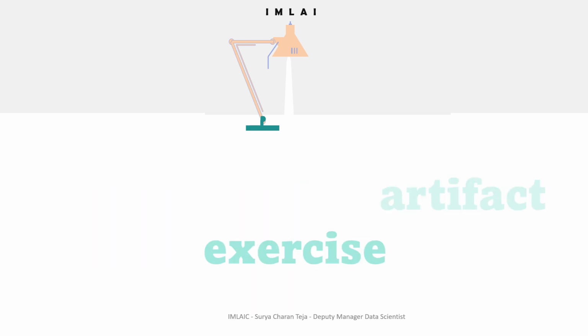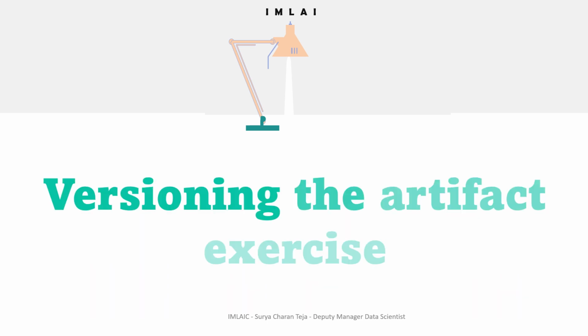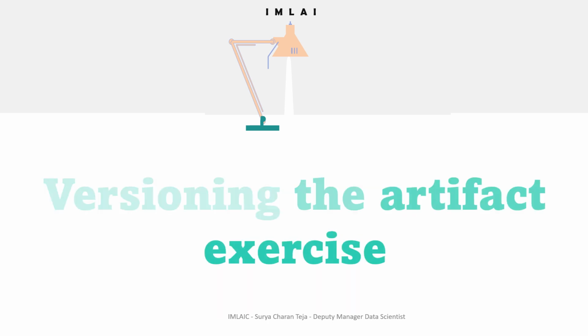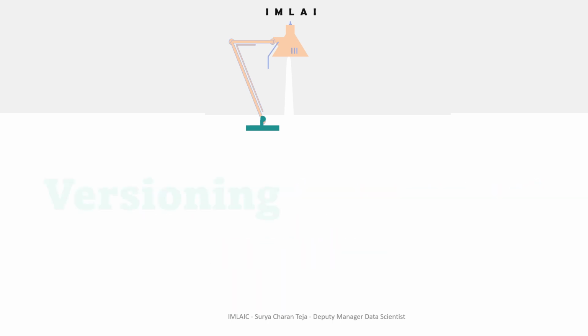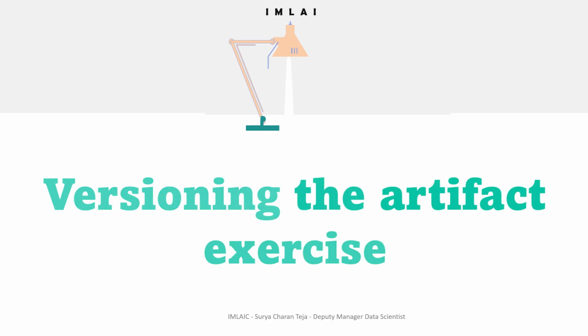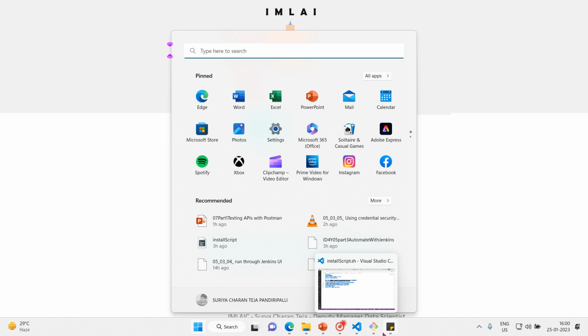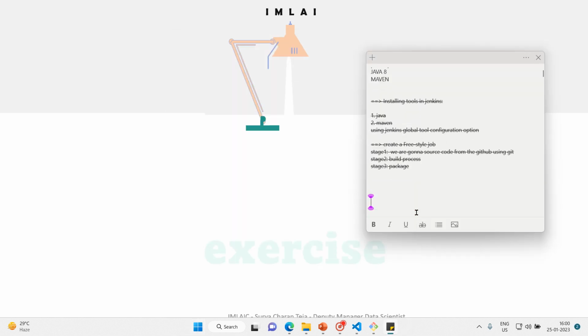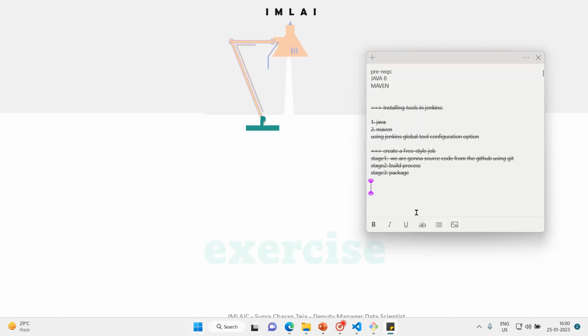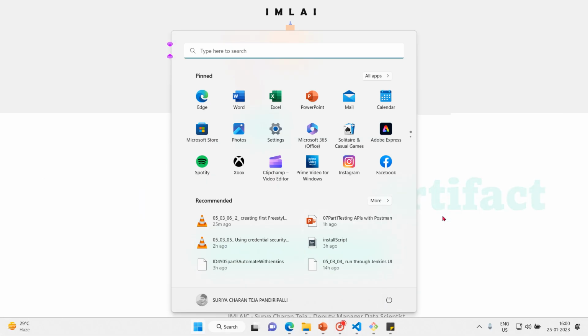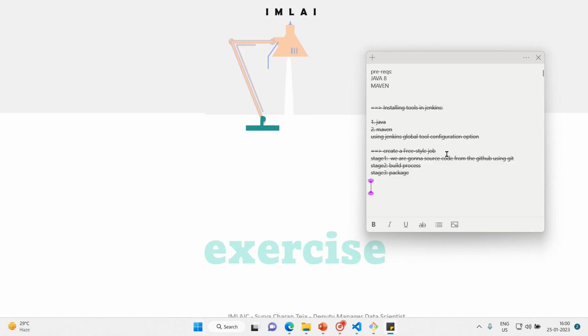So now we will be versioning the artifact. This is the second job that we are going to build here. So that is the second exercise that we are going to do in freestyle job, versioning the artifact. So let me take this sticky note and I'll continue here. The second job here is versioning artifacts.